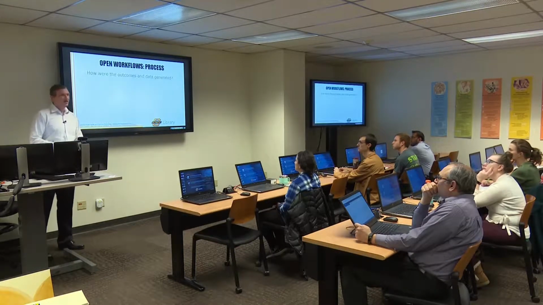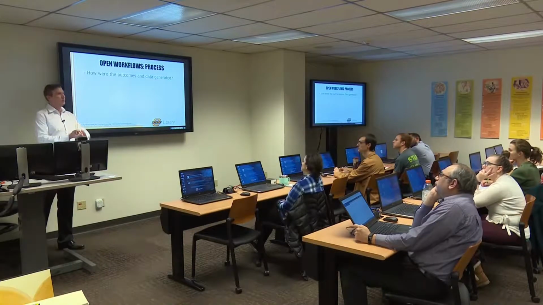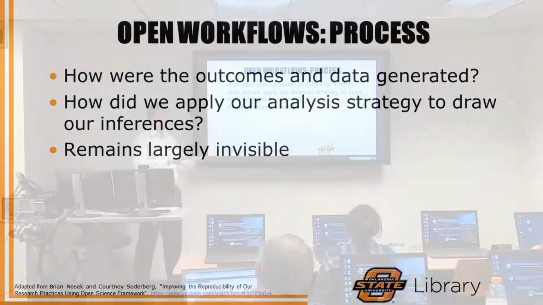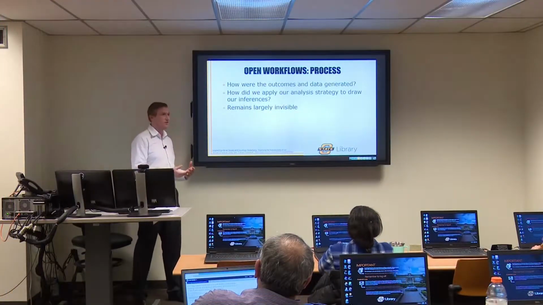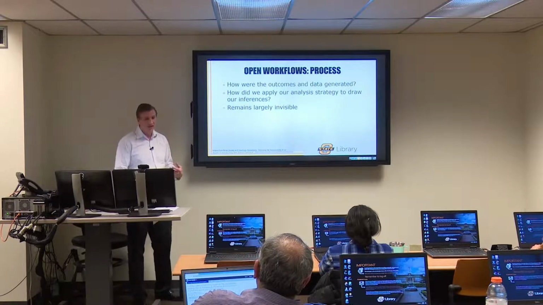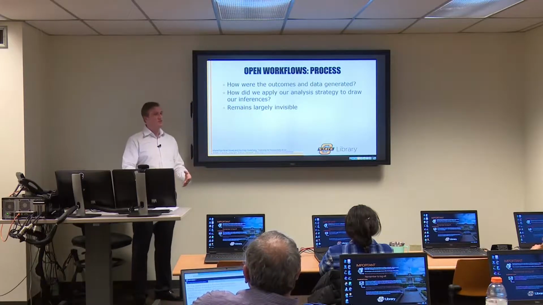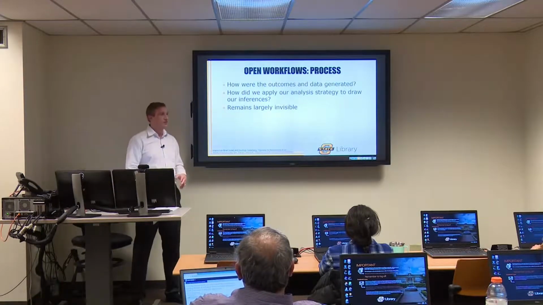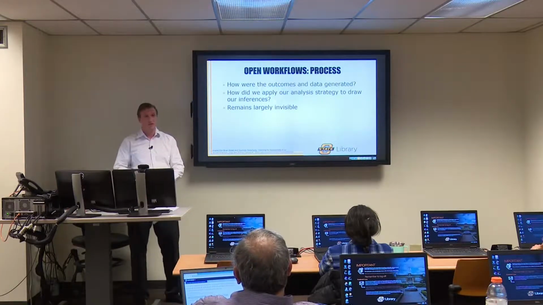There's one more type of openness. So we've talked about open access to the findings, open access to the research, but there's also the workflows. So how are the outcomes and data generated? How did we apply our analysis strategy in order to draw our inferences? And this remains largely invisible. Like, it's in emails, it's in notebooks written down, and a lot of people never see it except for those who were involved in the research project itself. So true reproducibility can only happen if we know the process that was followed from the very early beginnings of the research project all the way through to the end. And so what the Open Science Framework tries to address is all 3 of these.